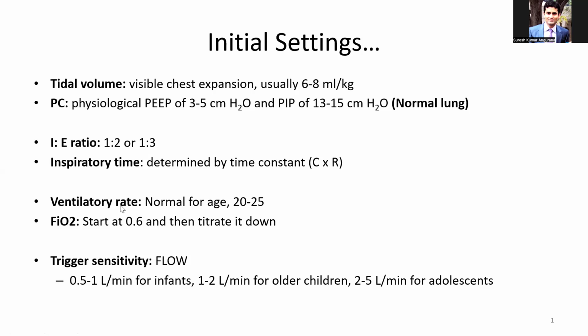The ventilator rate should be normal for age or based on what kind of physiology we are dealing with, whether it is slow alveolar units or fast alveolar units. And FiO2, we can start at a higher FiO2, but we should titrate it to as low as possible to maintain our target saturation. Trigger sensitivity could be a pressure trigger or flow trigger. Flow trigger is the preferred mode of trigger, and for infants and neonates, the commonly used trigger sensitivity is 0.5 to 1 liter per minute. For older children, it is 1 to 2 liters, and for adolescents, 2 to 5 liters per minute. So these are the basic ventilator parameters which we have to set on a ventilator.